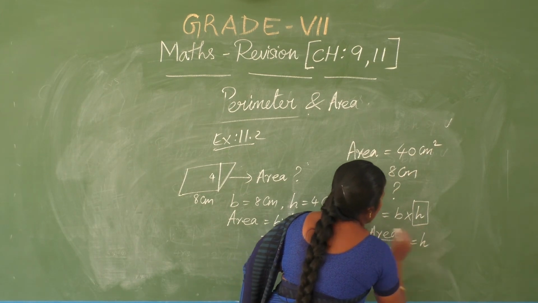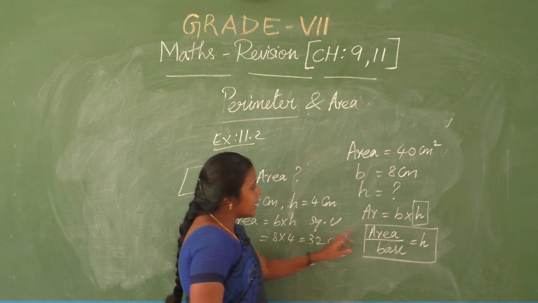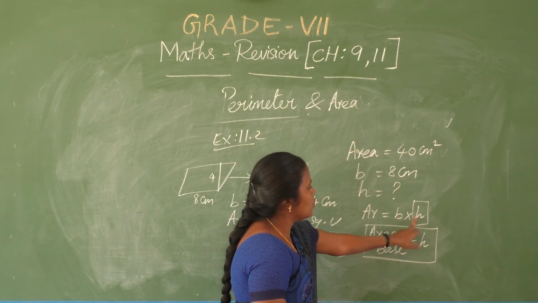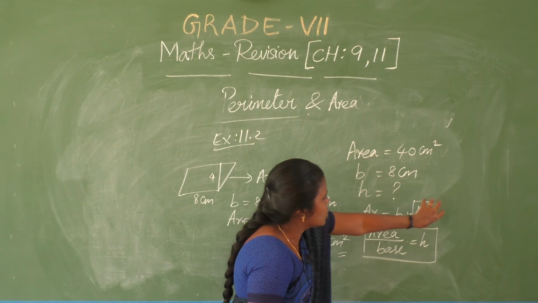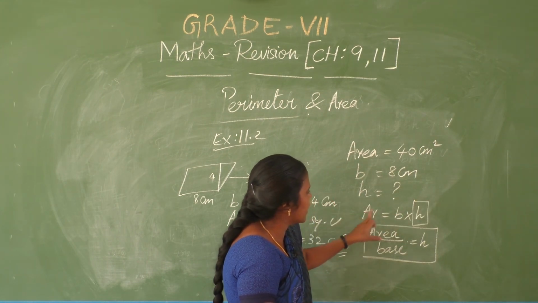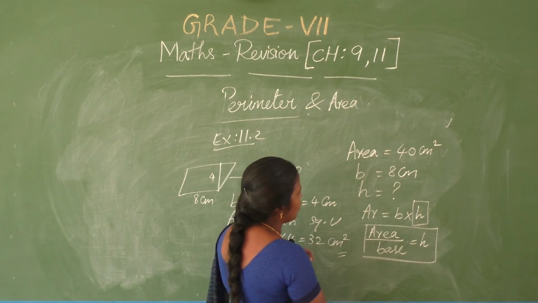Area is base into height. In the product, one is given, another one is missing. So for finding the missing one, what to do? You have to divide the area by the base.